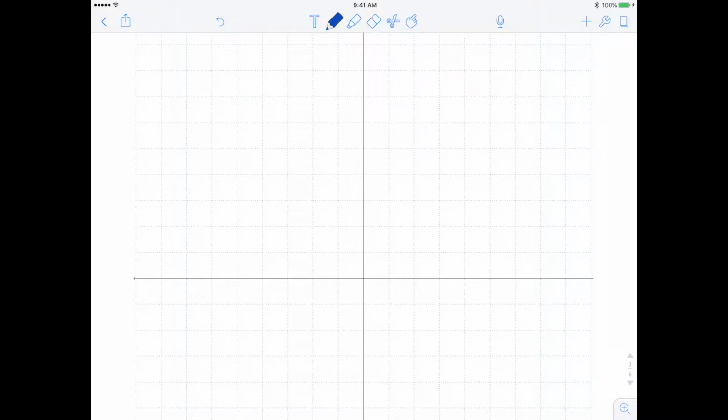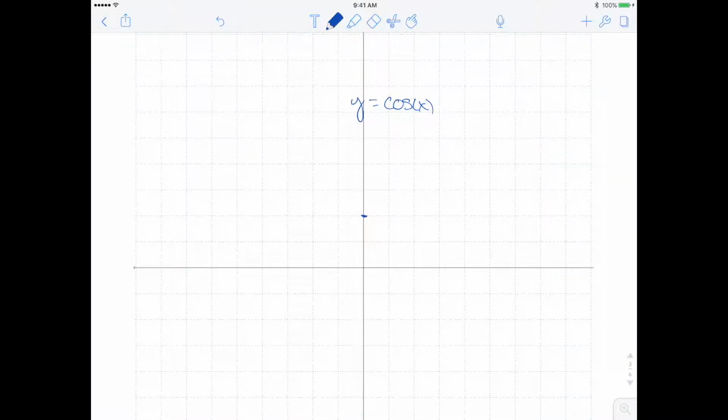Next, like we said, we're going to look at y is equal to cosine of x. And sine and cosine are going to be very similar. We want to look at the y values of 0, 1, and -1. And we want to keep the same x values in mind: pi over 2, pi, 3 pi over 2, and 2 pi.